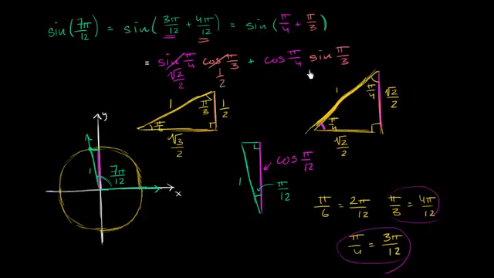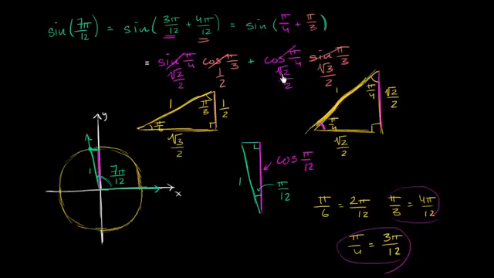What is cosine of pi over 4? We'll go back to pi over 4. So it's adjacent over hypotenuse. It's square root of 2 over 2. And what's sine of pi over 3? Well, sine is opposite over hypotenuse. So it's square root of 3 over 2 divided by 1, which is square root of 3 over 2.